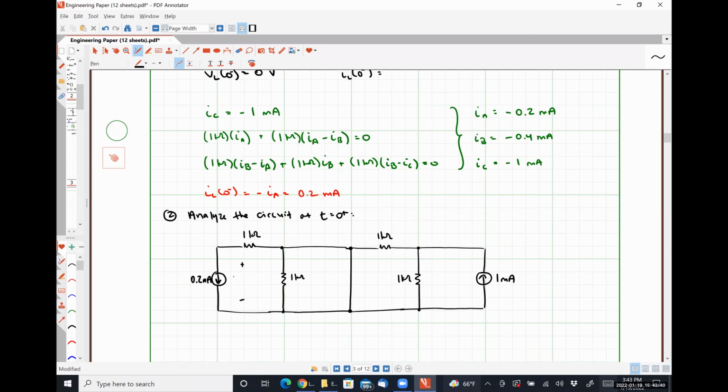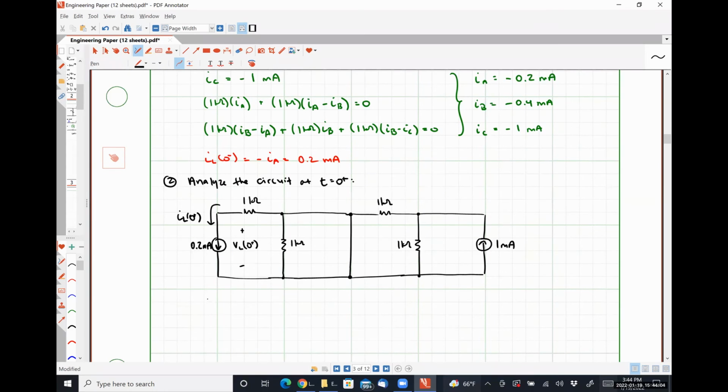This is my inductor voltage, VL at 0 plus, which may have a different value than what it had previously. My best bet is that it absolutely will. And then this represents my inductor current, IL at 0 plus. And we know 100% for sure that IL at 0 plus has to be 0.2 milliamps because the current cannot change abruptly. Whatever value it had at t is equal to 0 minus, it must continue to have at t is equal to 0 plus.